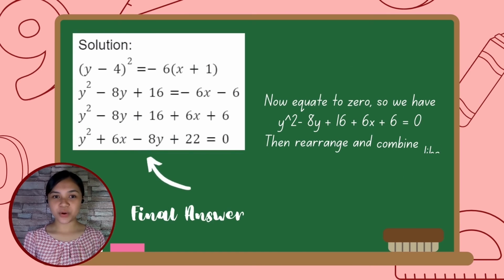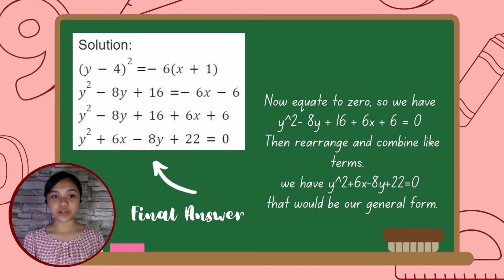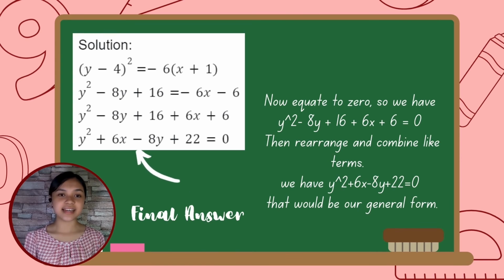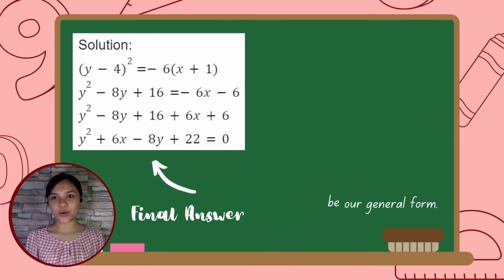Now equate to 0. So we have y squared minus 8y plus 16 plus 6x plus 6 equals 0. Then rearrange and combine like terms. So we have y squared plus 6x minus 8y. 16 plus 6, that is positive 22, equals 0. Now that would be our general form.